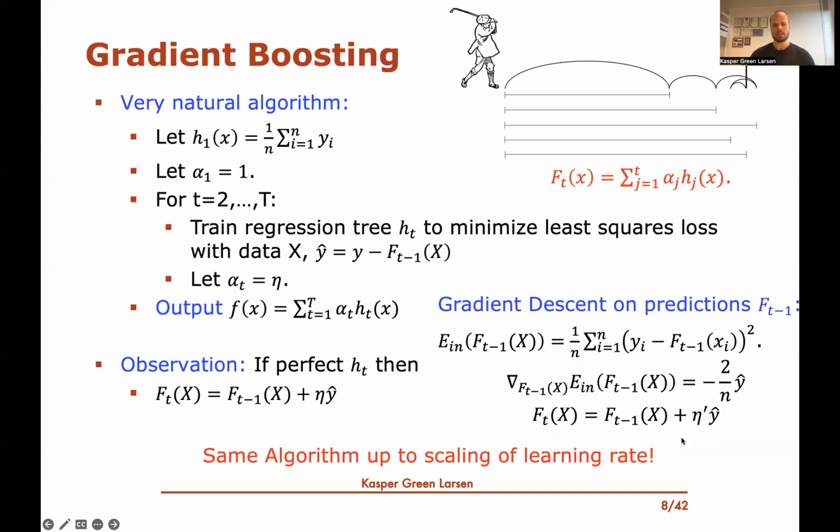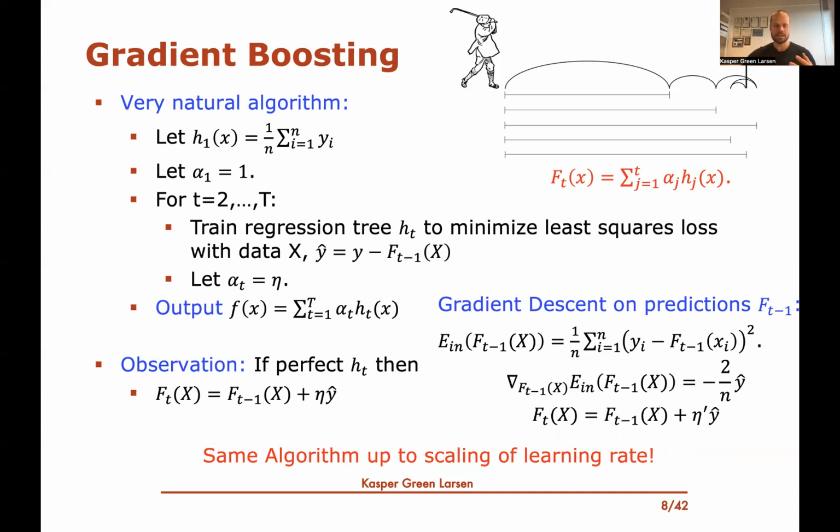Okay, so basically what I'm saying here is that if we manage to train a regression tree that perfectly fits the labels, then the update step that we're doing in this first version of gradient boosting basically corresponds to a step of gradient descent where the variables would be the predictions that we make, and we do gradient descent on those predictions.